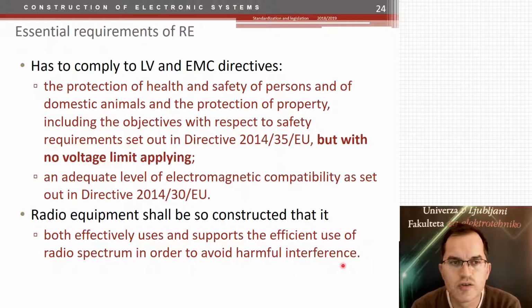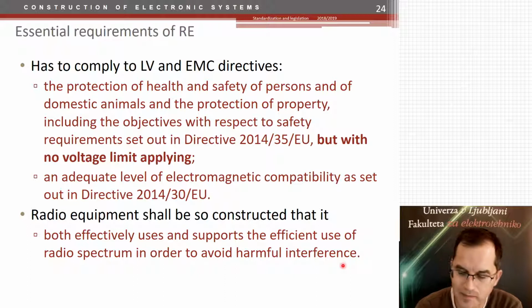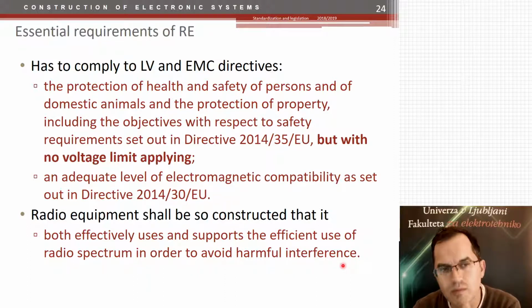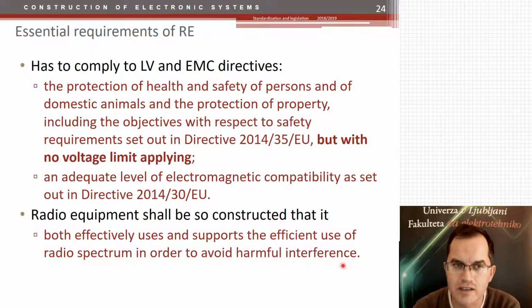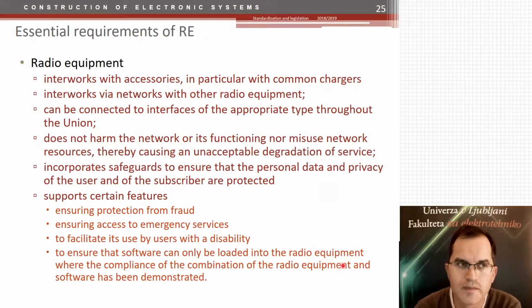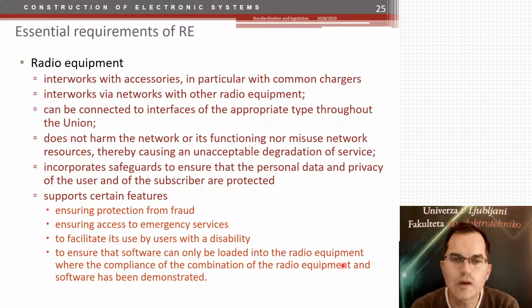The radio equipment should be constructed in a way that it does not interfere with the others, and it uses the electromagnetic spectrum very wisely, very efficiently. So it does not radiate more than absolutely necessary for its basic operation. So what is radio equipment? And what are the essential requirements for the radio equipment?